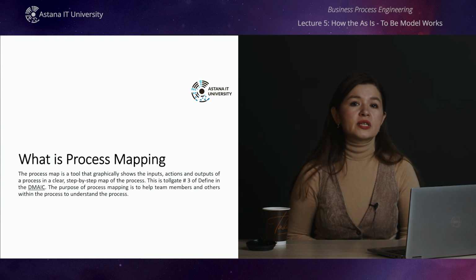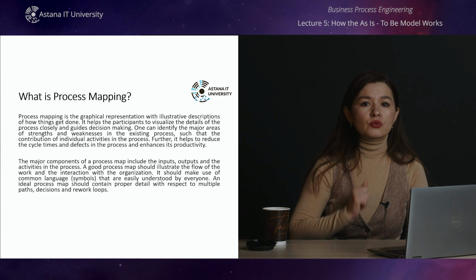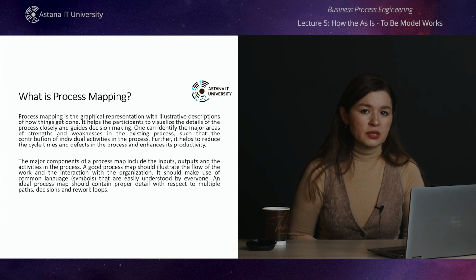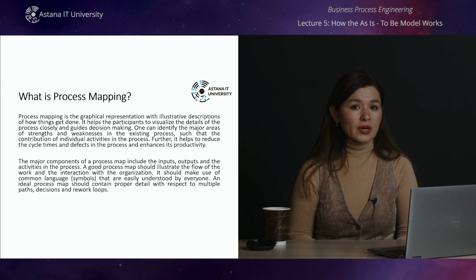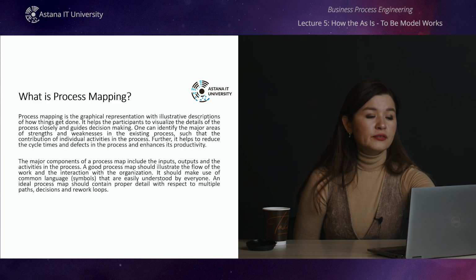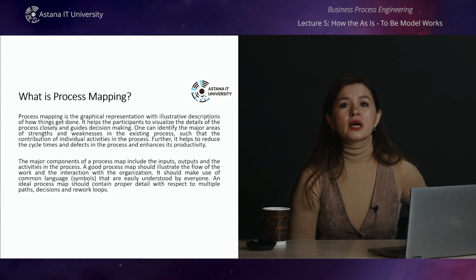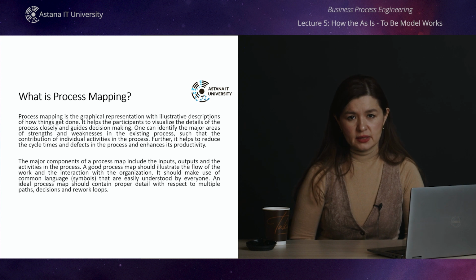Process mapping serves as a tool gate. What is process mapping? Let's consider. Process mapping is a visual representation technique that provides a graphical and descriptive overview of how a sequence of activities or tasks is carried out within a system or organization. It serves as a powerful tool for participants to gain a detailed understanding of a process, fostering effective decision-making and improvement initiatives. Key features and components of process mapping include the inputs, outputs, and activities in the phases of the process.